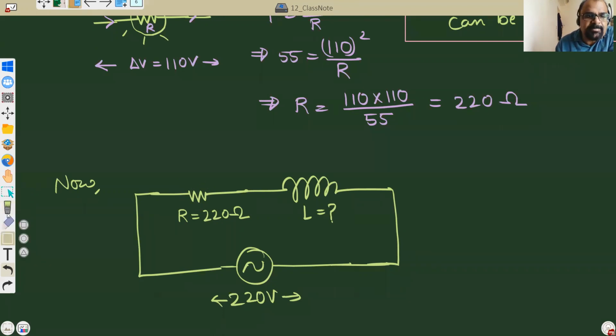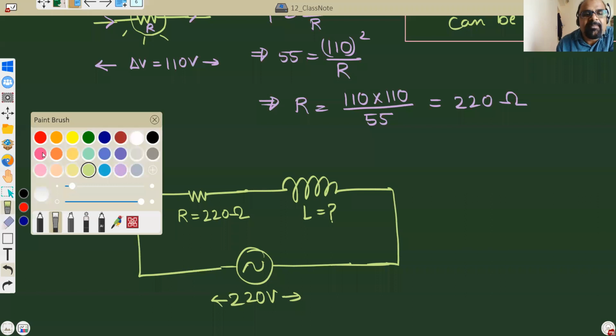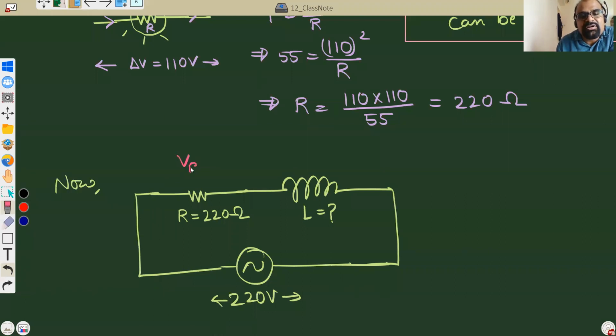That means basically we want the voltage across this inductor to be how much? To be 110 volts only. We don't want more voltage across this inductor, because if the voltage across this inductor is more than 110 volts, more power will be generated and this bulb will get fused. Okay. So we want VR to be 110, so what is VL?